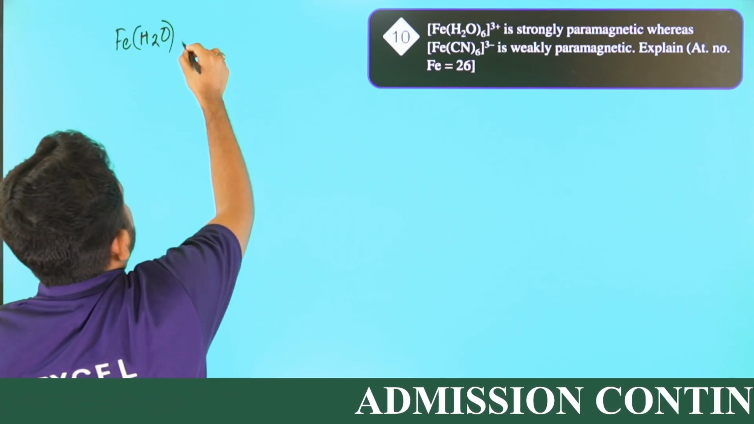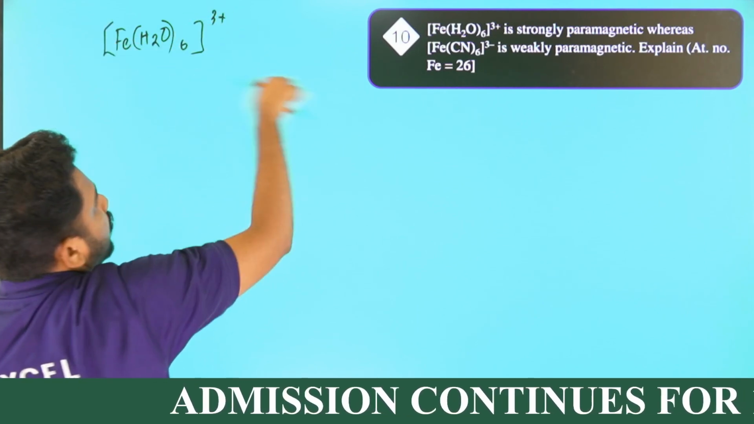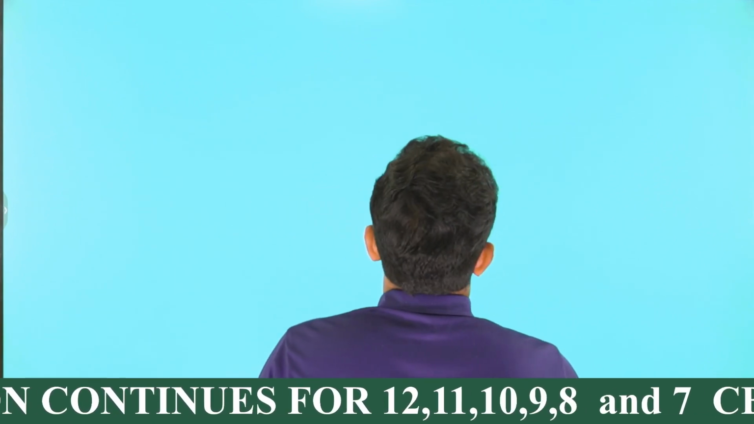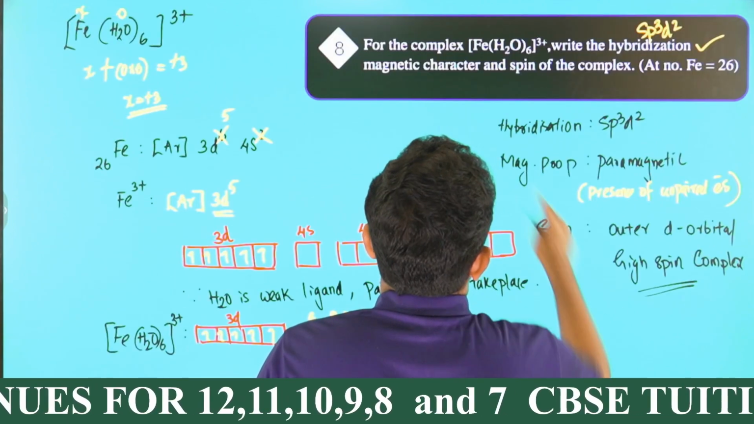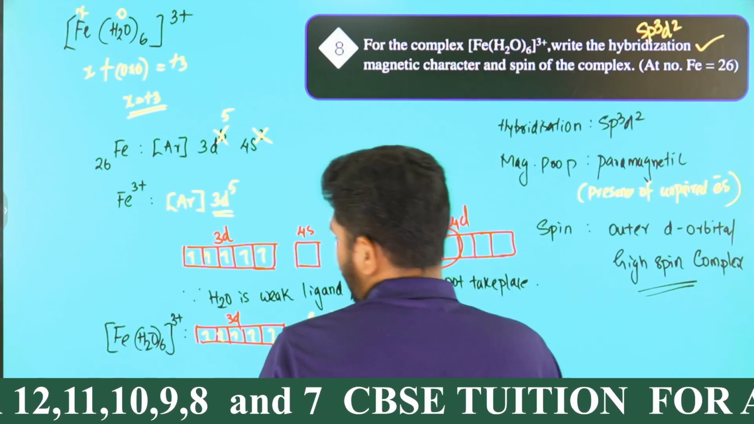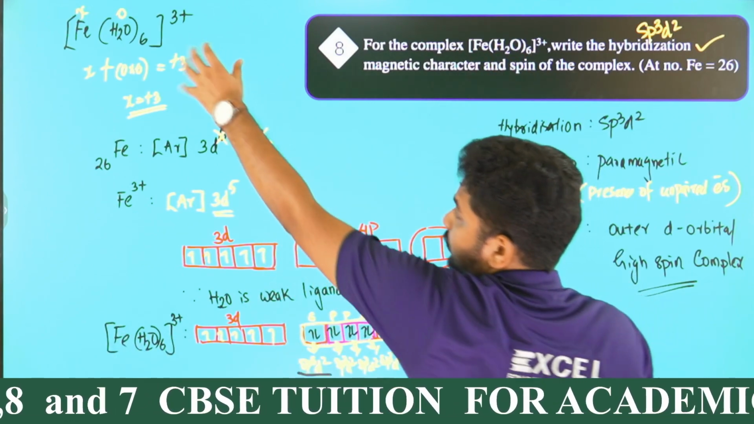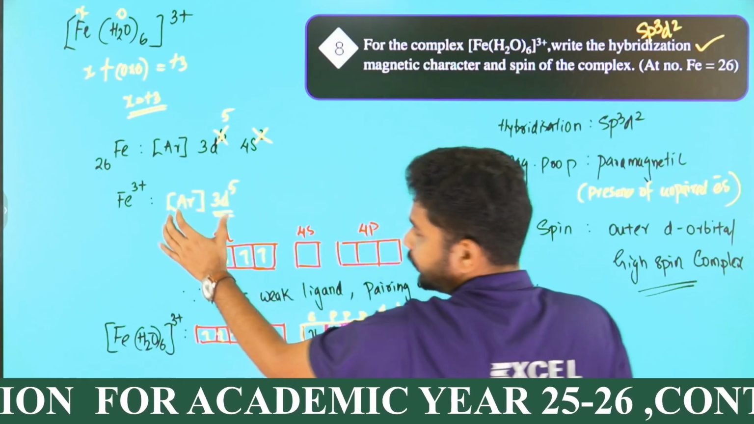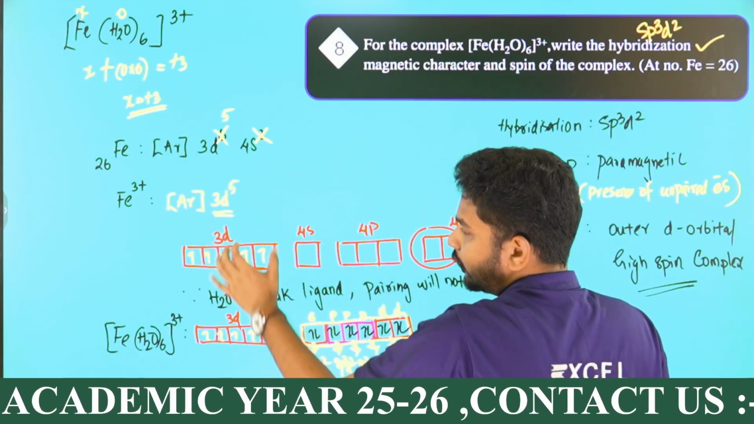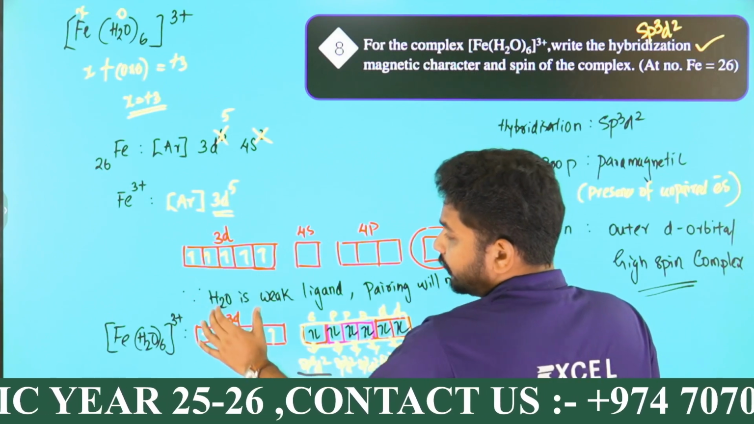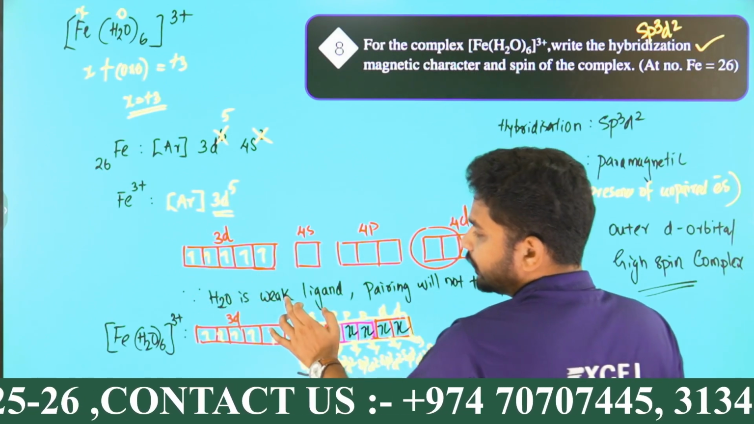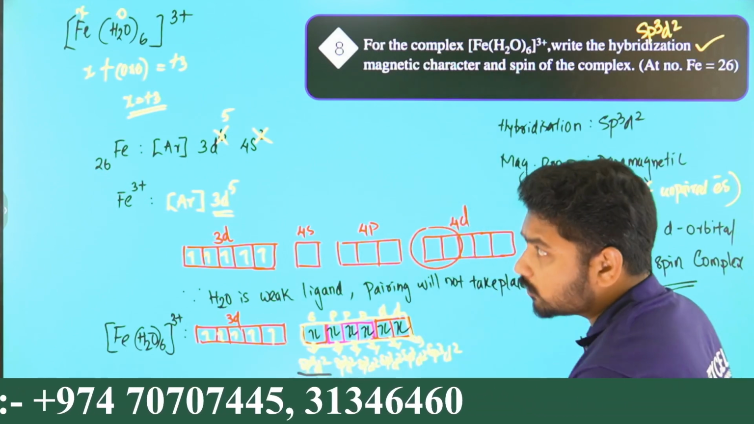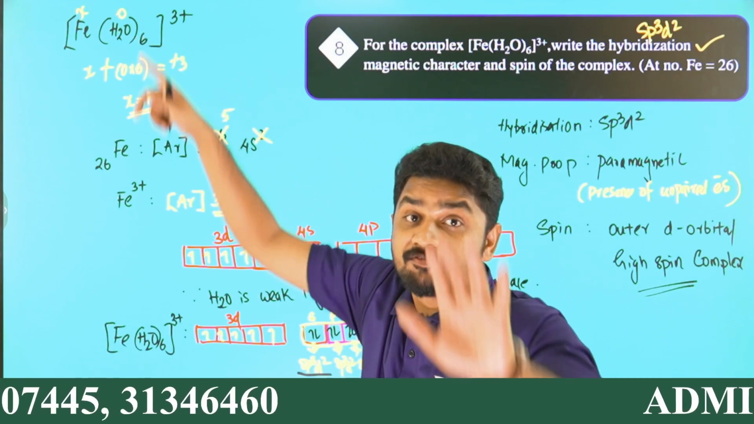I'm starting with [Fe(H2O)6]3+. We remember we did this question already in the previous case. This is the way you need to do it. You need to find the oxidation state, and after finding the oxidation state you need to write the electronic configuration. After that you can draw the orbital diagram. Then, with respect to the nature of the ligand, H2O is a weak ligand, so pairing will not take place. So 3d will have 5 unpaired electrons. How many unpaired electrons are there in this compound? 5 unpaired electrons.